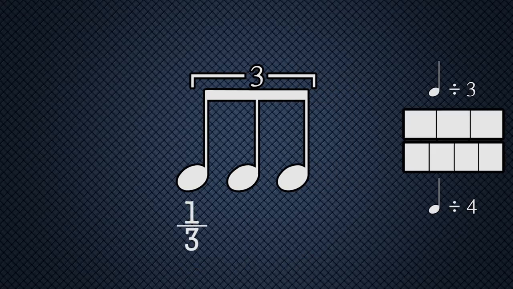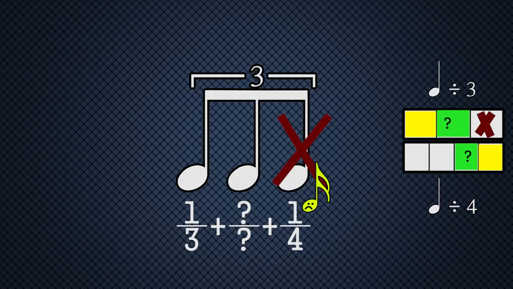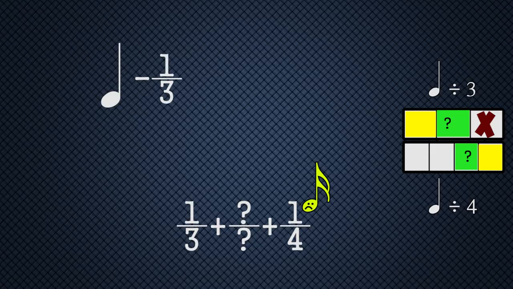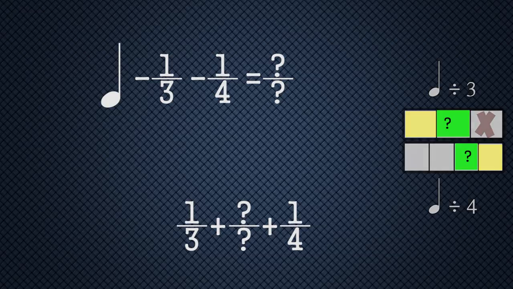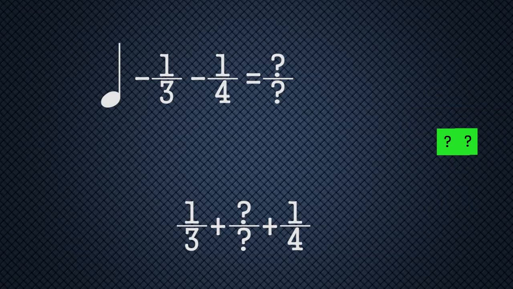The first note would take up 1/3 of a beat, since there are 3 eighth note triplets in a quarter note. The second note is of unknown value. And we don't even want to play this last note. Instead, we want a 16th note that takes up 1/4 of a beat. So if we take a full beat and subtract 1/3, and then subtract 1/4, we'll know the remainder of the beat, which would be the correct value for our mystery note.